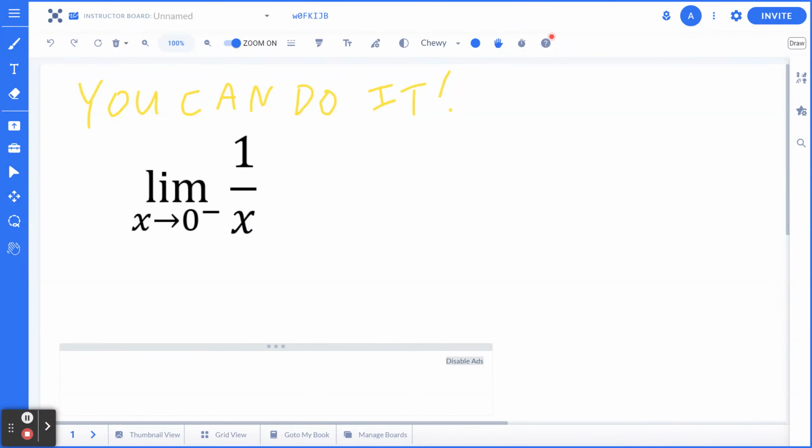Hi everyone, let's take a look at the following limit. Find the limit of 1 divided by x as x is approaching 0 from the negative side.